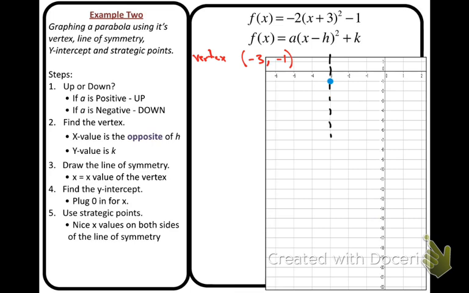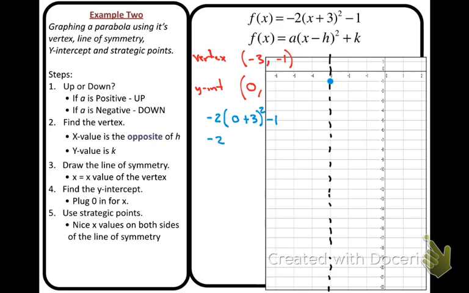After my vertex, step 3, draw your line of symmetry, straight down. Now step 4, the y-intercept. For the y-intercept, you're always plugging in 0. So let's see what we get if we plug in a 0. We have negative 2 times, plug in 0 for x, plus 3 squared minus 1.